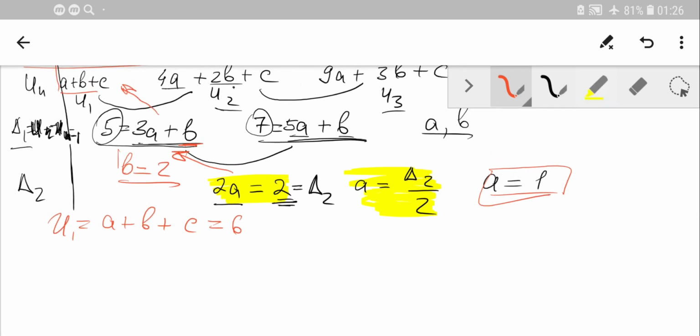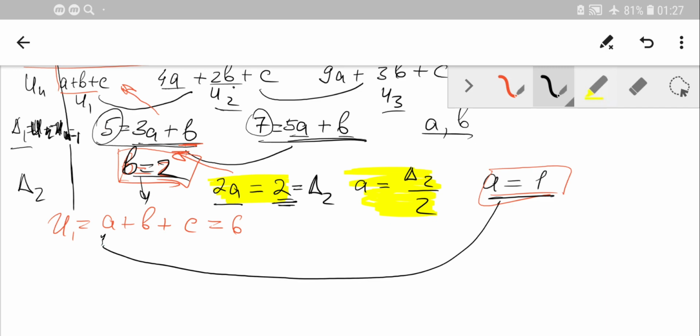And we know that B is 2, A is 1, and we can plug both values here in the formula. So C is basically 3, all right? So we establish all values for all coefficients: 1, 2, and 3.